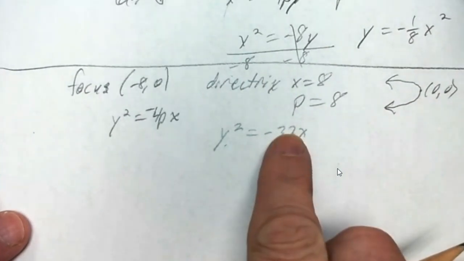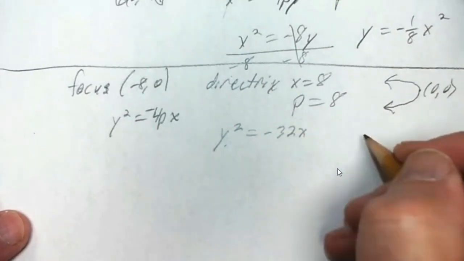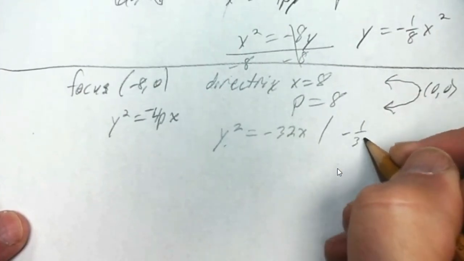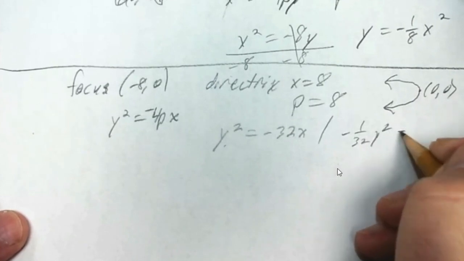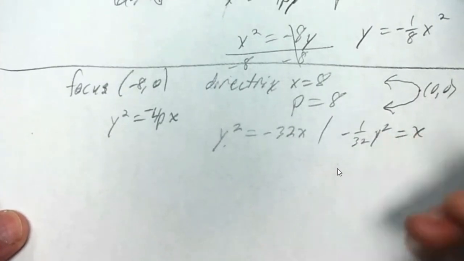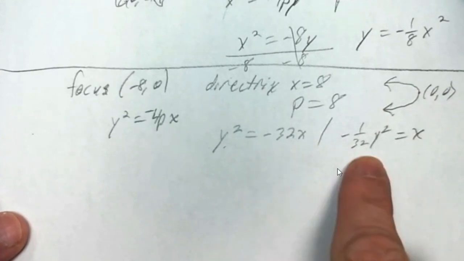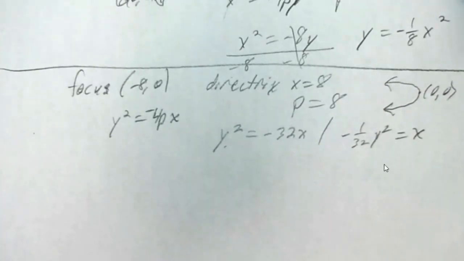Or if they put it the other way, we divide by -32, it could be -1/32 y squared equals x. So we'll look for either one of those versions. Dividing by -32 gives us this, so we'll see which one of those is the multiple choice.